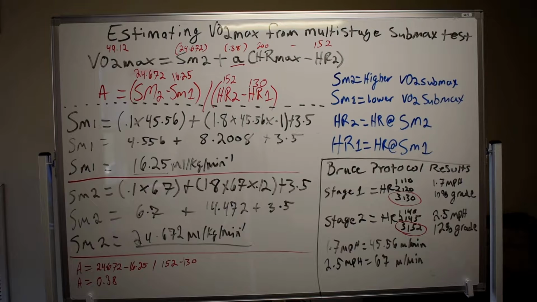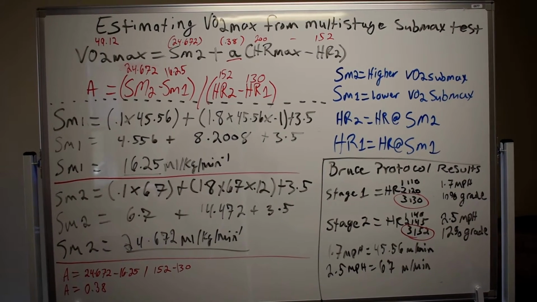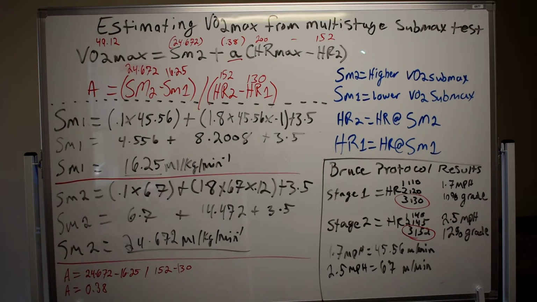Since we are using a multi-stage test, we will have multiple VO2s and multiple heart rates that will help us calculate this. If you focus on the writing in blue, you will notice SM2 and SM1. SM2 is the submaximal VO2 at the higher stage. SM1 is the submaximal VO2 at the stage just prior to SM2. And SM2 is always the highest stage that is completed.